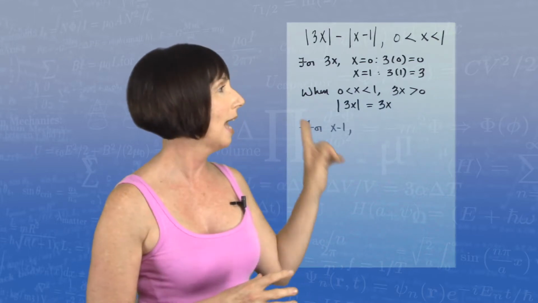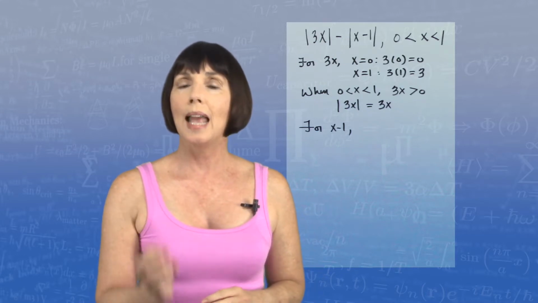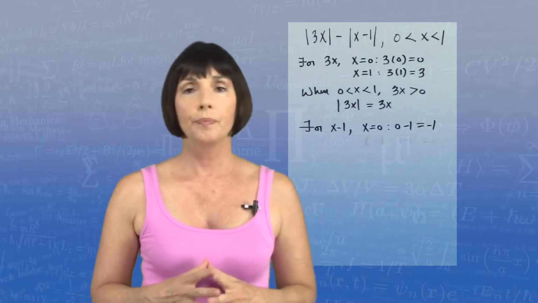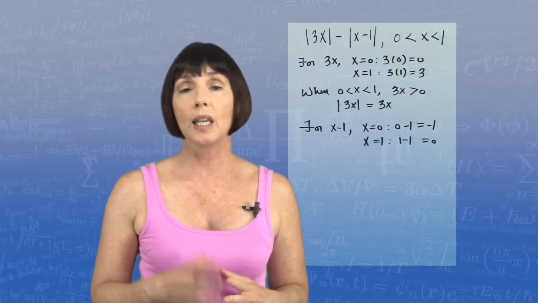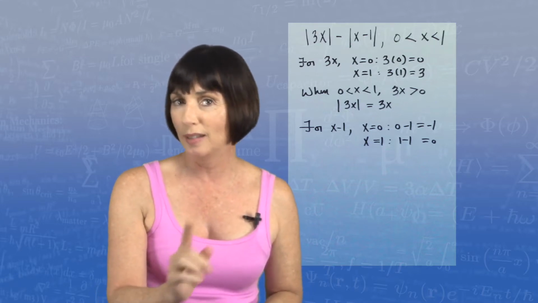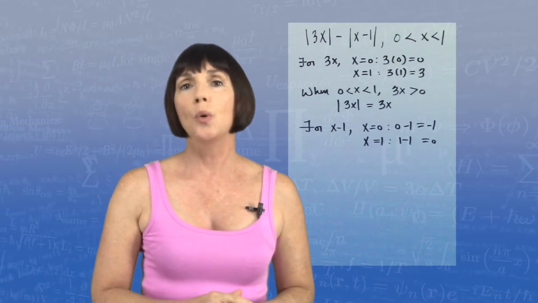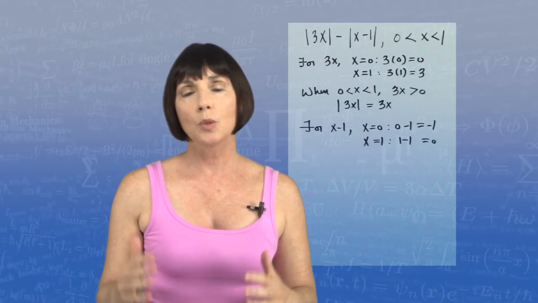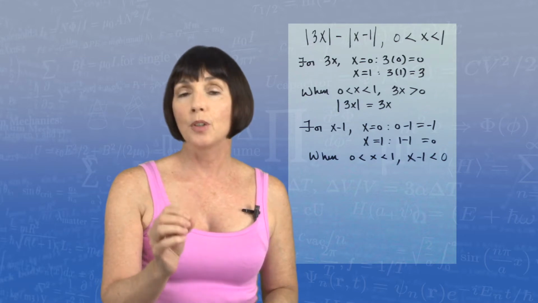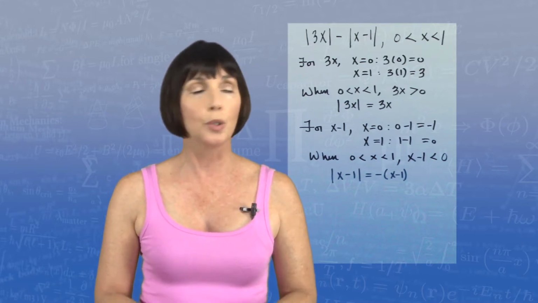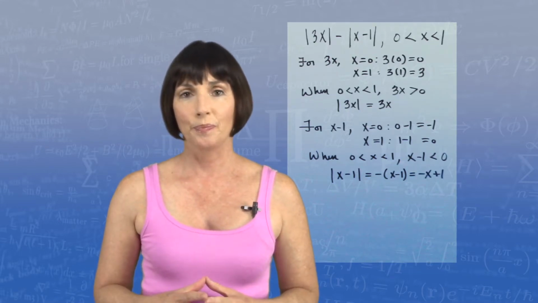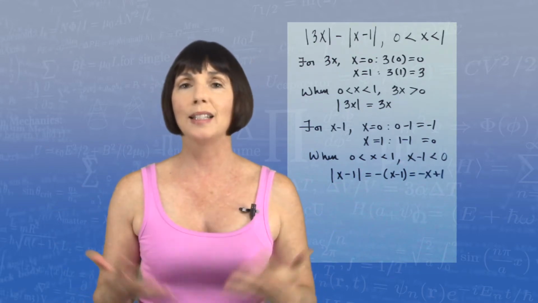Okay, let's look at x minus 1. When x is 0, we would get 0 minus 1, or negative 1. When x is equal to 1, we would get 1 minus 1, or 0. Now, don't forget, x can't actually be equal to 1 according to our range. So within that range, x minus 1 is going to be less than 0. Therefore, the absolute value of x minus 1 is equal to the negative of x minus 1, which is negative x plus 1.